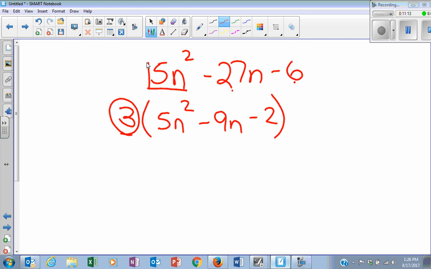You gotta remember this 3 every once in a while. You gotta keep bringing this 3 with you, but I'm not focusing on it. Right now, all I'm gonna focus on is this portion.